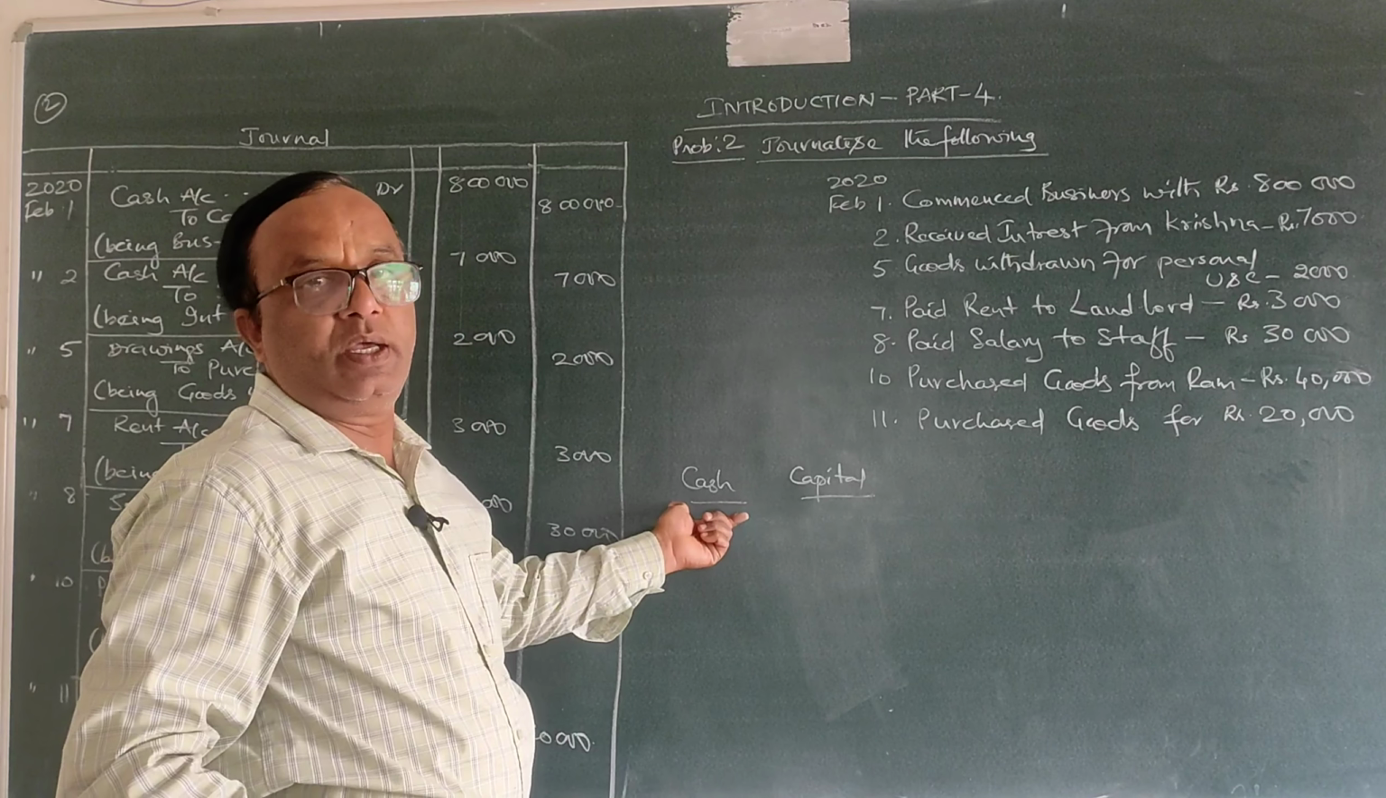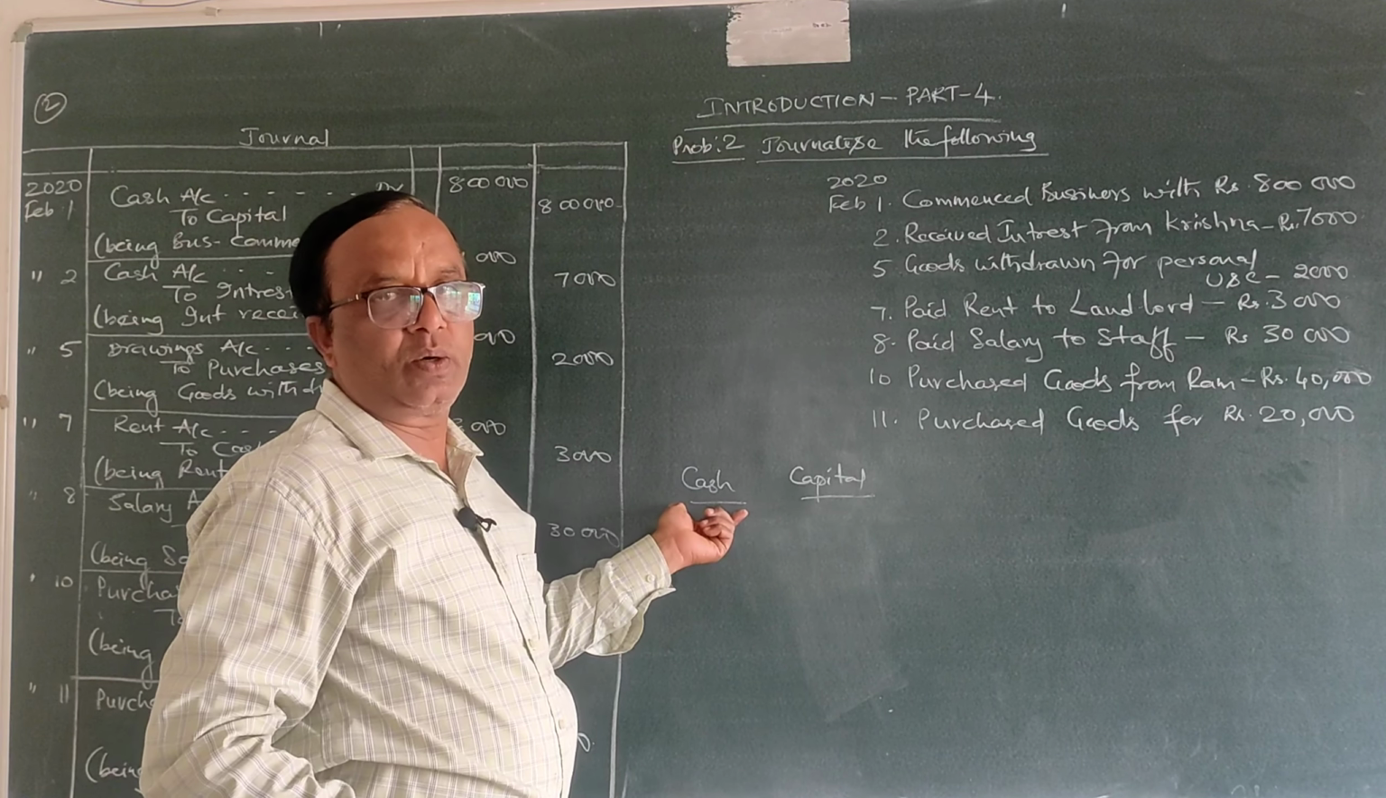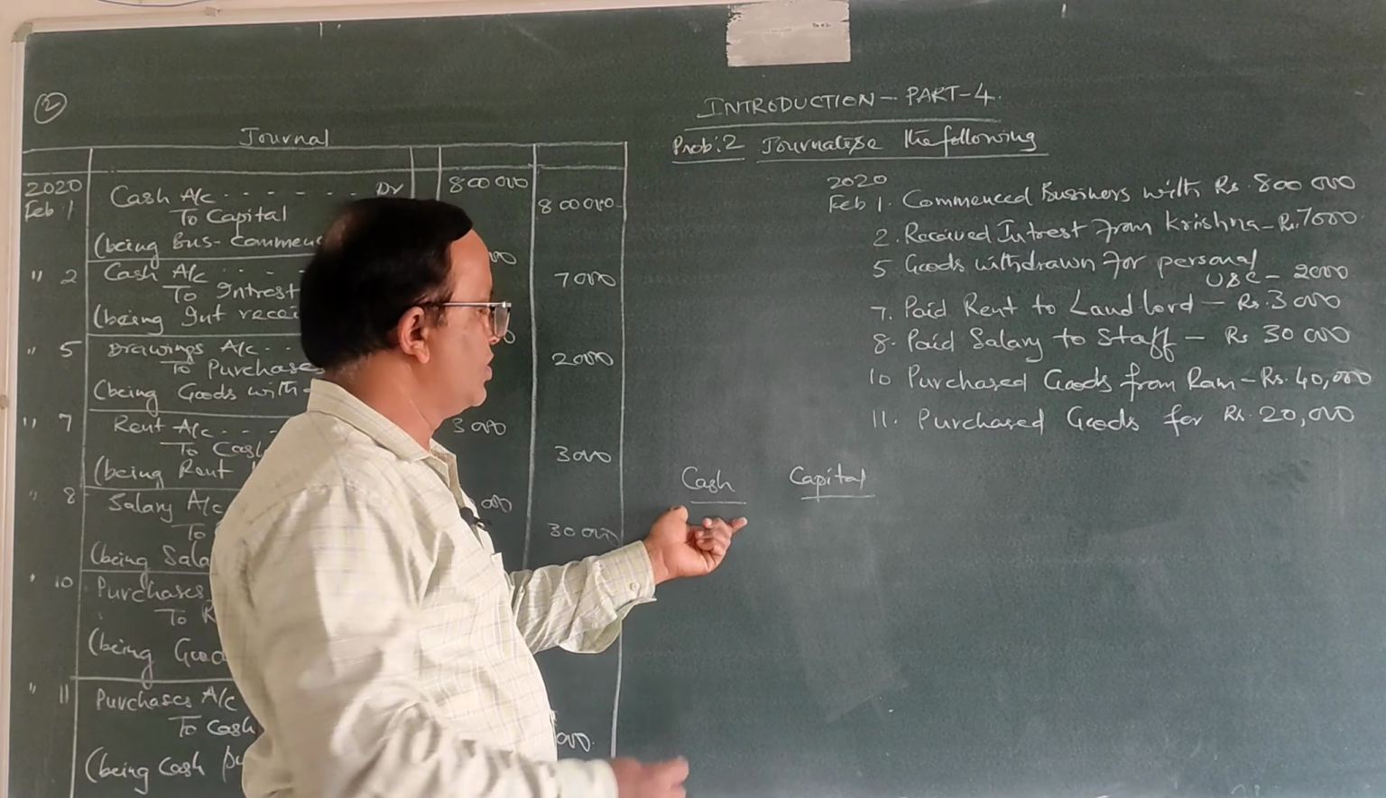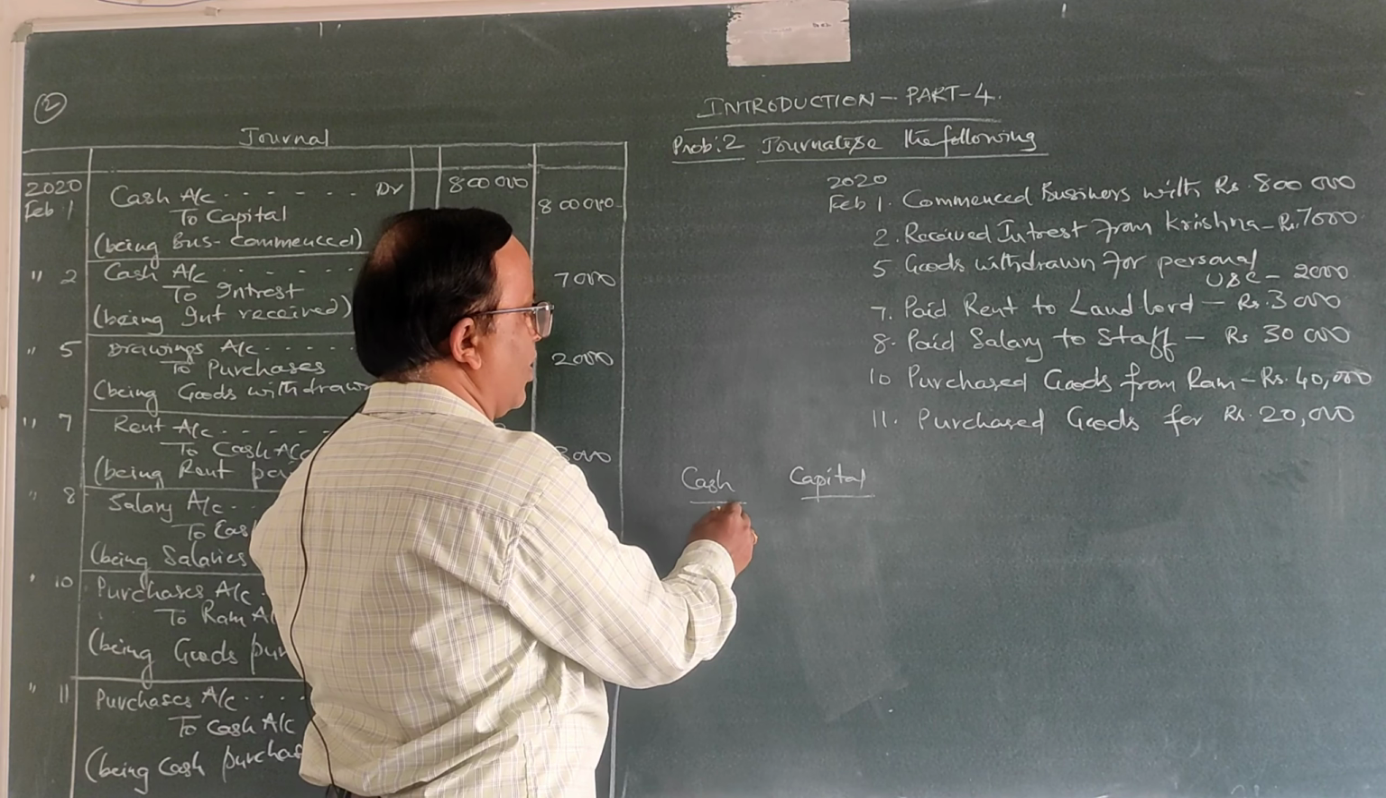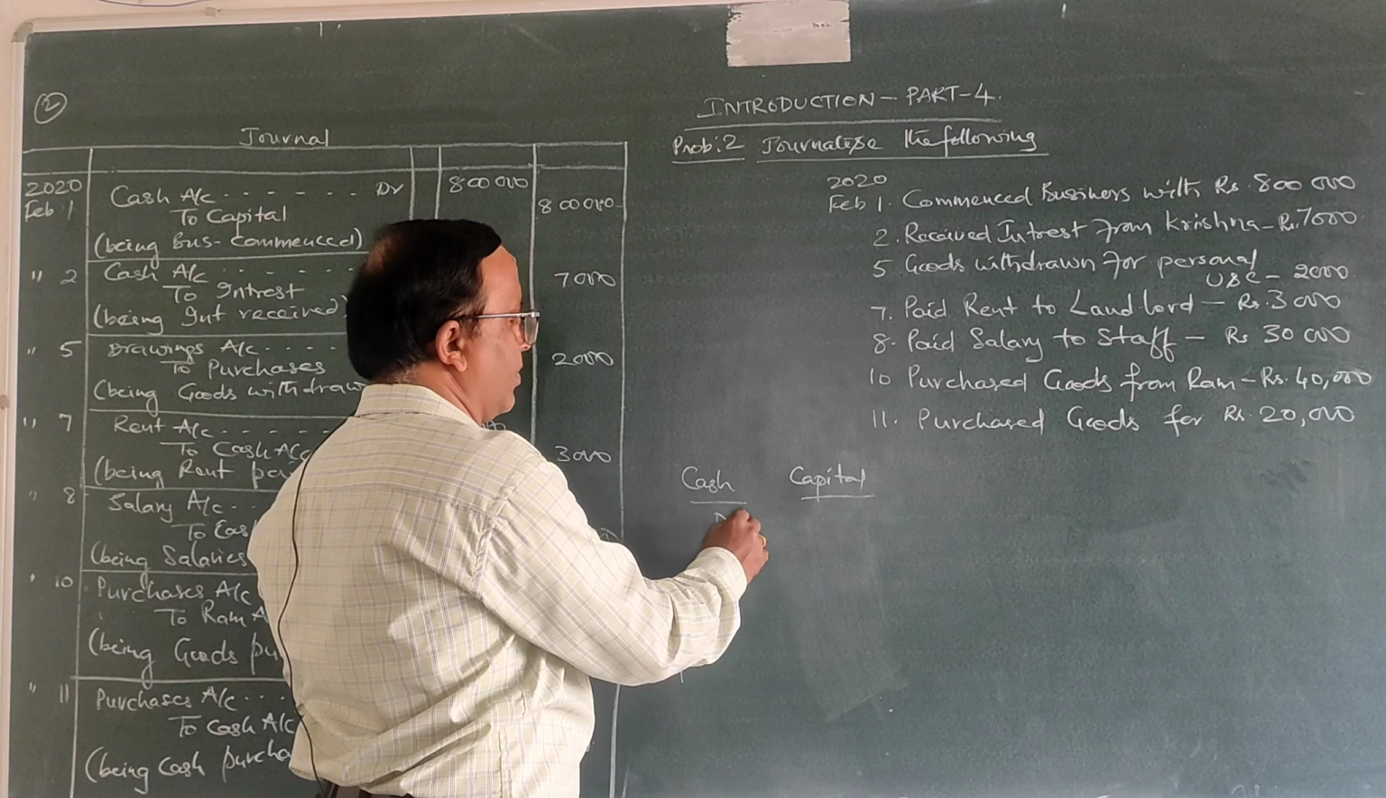So cash there, the real account is an asset, the real account. Debit what comes in. So since it is the real account, the rule is debit what comes in. When cash is coming in, we are going to debit this one.